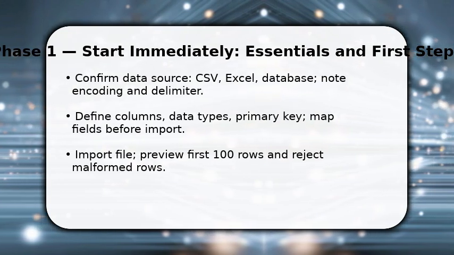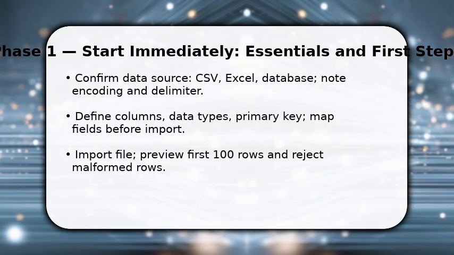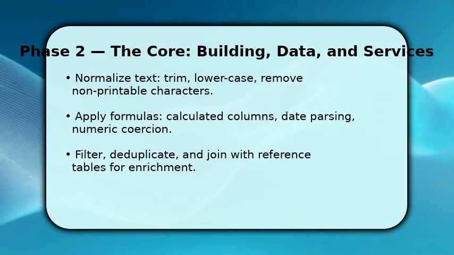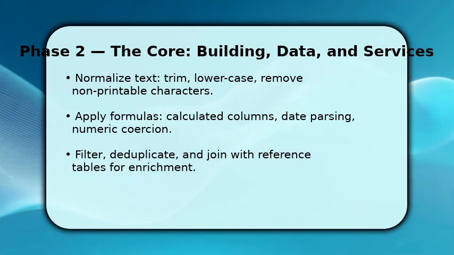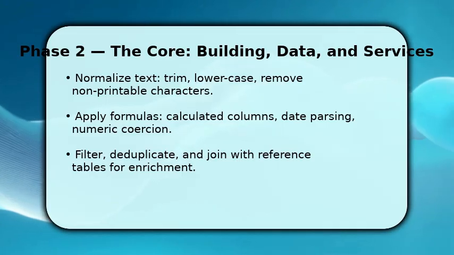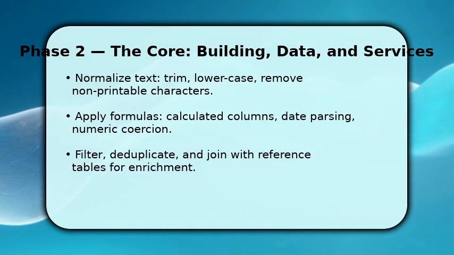Now you clean and transform the content. Use trim and lowercase on text fields to normalize values, remove non-printable characters, and replace bad delimiters. Then add calculated columns, parse dates, coerce numbers, and compute ratios or percentages where needed. Make joins to reference tables to enrich records and run deduplication with a unique key check.